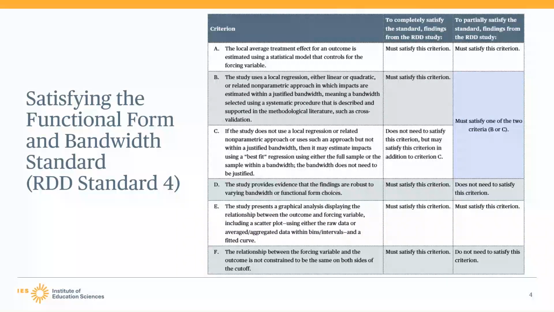Regardless of whether the authors used a local regression with a justified bandwidth or a best fit regression, to partially satisfy RDD Standard 4, the authors must report a graphical analysis displaying the relationship between the outcome and forcing variable. Otherwise, an RDD study finding does not satisfy the functional form and bandwidth standard. We now will describe each of these criteria in greater detail.